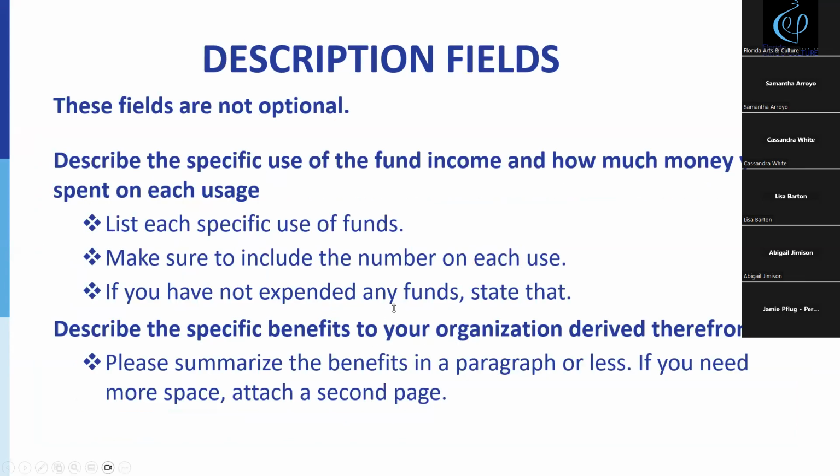We next ask you to describe the specific use of the fund income and how much money you spent on each usage. For this, list each specific use of funds and give the number spent. If you have not expended any funds, say that. The next slide will show an example of a well-completed description field. The second description field asks for the specific benefits to your organization from the monies you spent. Please summarize the benefits in a paragraph or less. For each of these fields, you are welcome to attach additional pages if you need them.